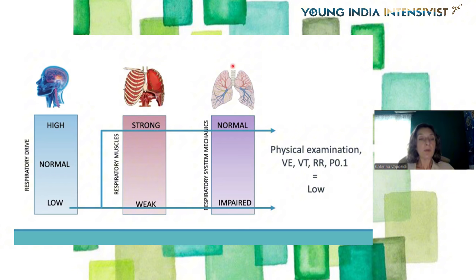But what happens when the respiratory drive is low? If the muscles are strong and the mechanics are normal, then with your physical examination, you will see a low minute ventilation, low tidal volume, low respiratory rate, low P0.1. The same will happen with weak or impaired muscles and impaired mechanics. Everything will look low.